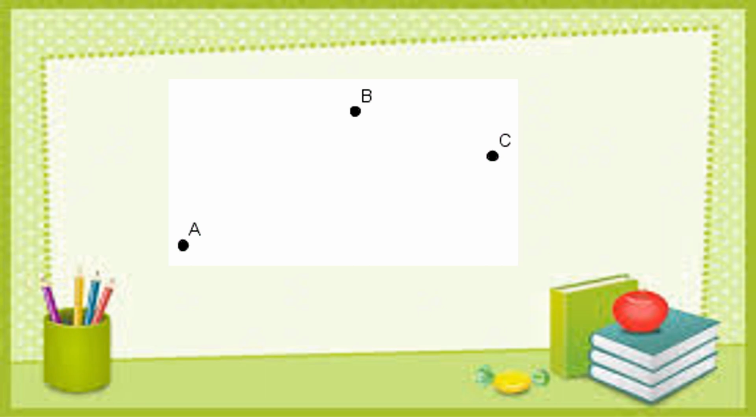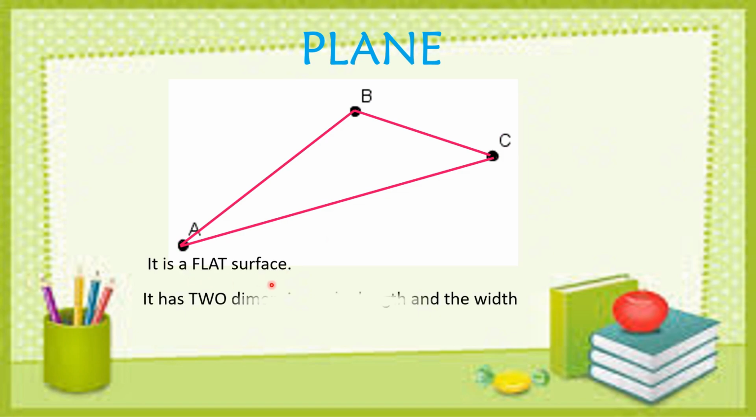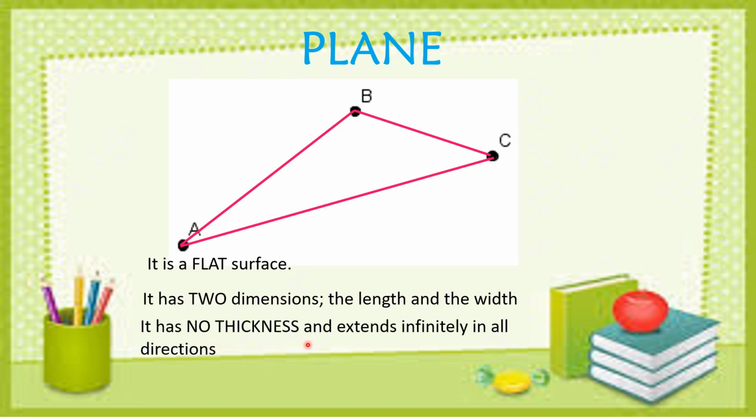Now, when we connect the points A and B, B and C, A and C, then what is formed? Formed a plane. Plane is a flat surface. It has two dimensions, the length and the width. It's two-dimensional. It has no thickness and extends infinitely in all directions. This shape, I know you're familiar with this shape. This is a triangle. A triangle is a portion of a plane.